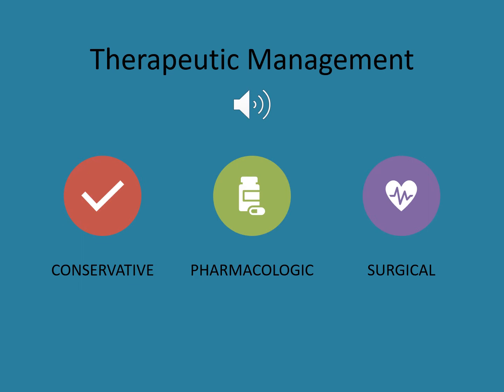So common ones are H2 receptor blockers like ranitidine, or Zantac would be the brand name, or we could do a proton pump inhibitor like omeprazole, or brand name is Prilosec. In some cases, we can do a surgical management as well, and I'll talk further about that in another slide.